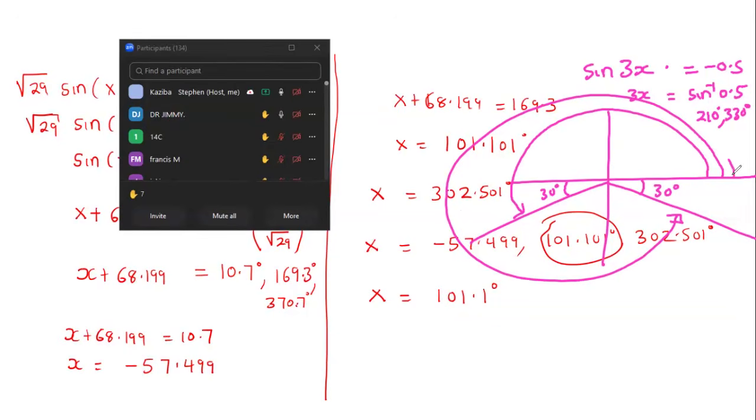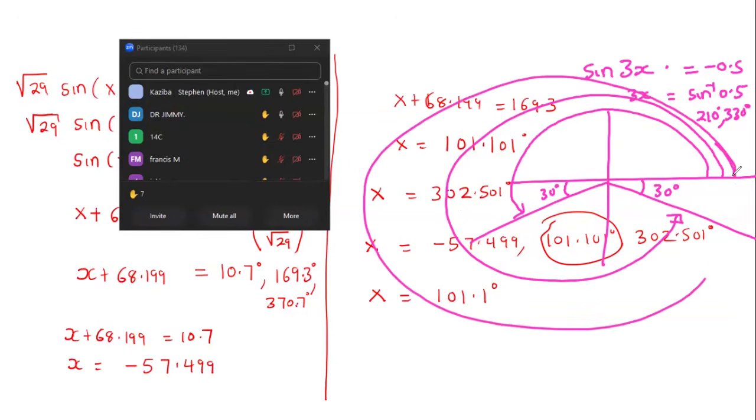I move again. This is the first cycle. I move the second cycle. I move, that is 1. I come back here. So in other words, I'll have 210 plus 360, I get 570. Then after I divide by 3, 210 divided by 3, I get my first angle as 70. 330 divided by 3, you get your 110 degrees. So that's how you can do it.